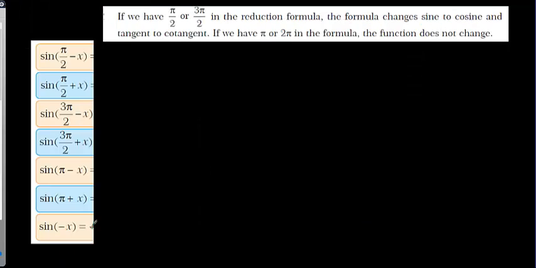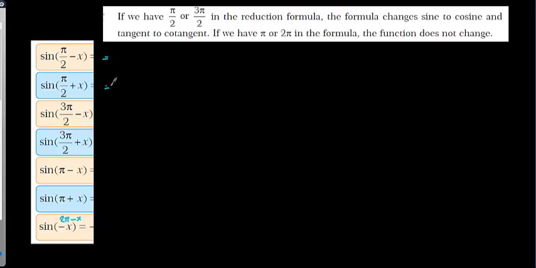Here, I think I can explain better with an example, because without an example it's not easy to understand this. Now, these are the formulas that are given to us. Here we have pi over 2 and 3 pi over 2. In these formulas, we have pi and 2 pi. Actually, minus x means 2 pi minus x. You need to know that also. Okay, pi over 2 minus x.